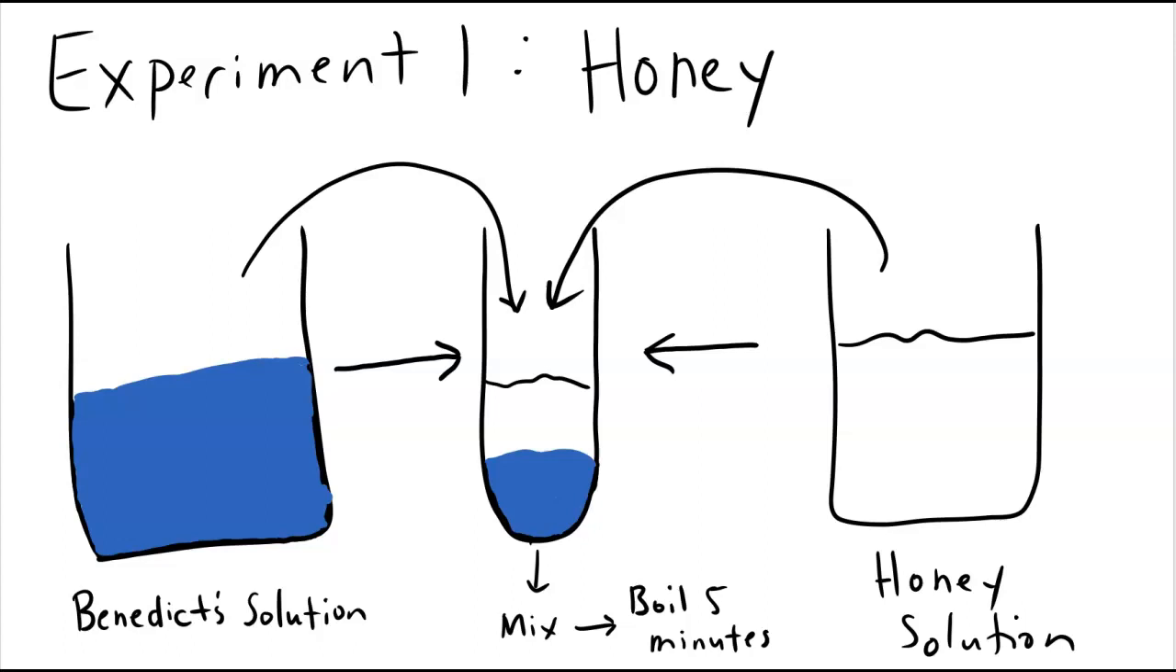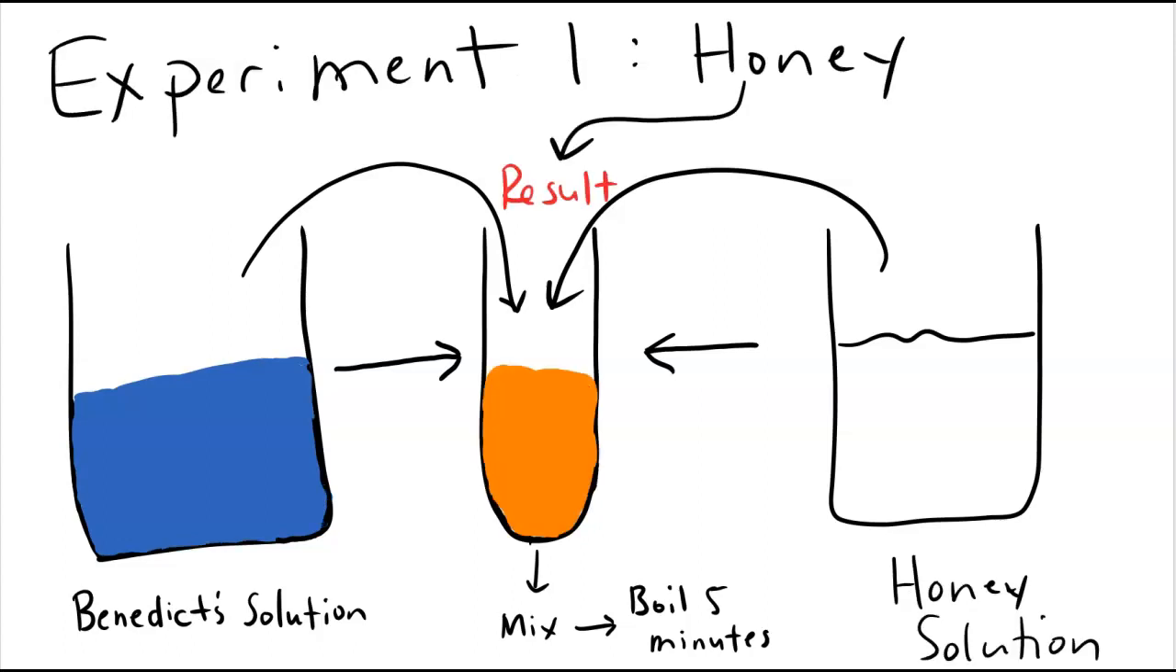Okay, so the first thing that we're going to test is honey. So we subject it to the Benedict's test. That is, we mix a little bit of honey solution in with some Benedict solution. We boil it for 5 minutes. And lo and behold, for honey, you get a positive result on a Benedict's test. That is, it changes color from blue to orange.